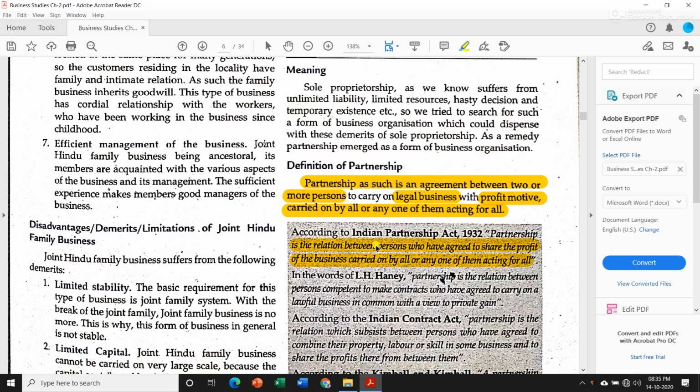Now one important suggestion: if asked in the exam, when you want to write a definition according to Indian Partnership Act 1932, the definition which you write should be exactly word by word this. You cannot alter the definition in your own words and say that that definition is given by Indian Partnership Act 1932. If you don't remember the exact definition, then no need to mention Indian Partnership Act. You can give a definition from your own side, but don't write the names.